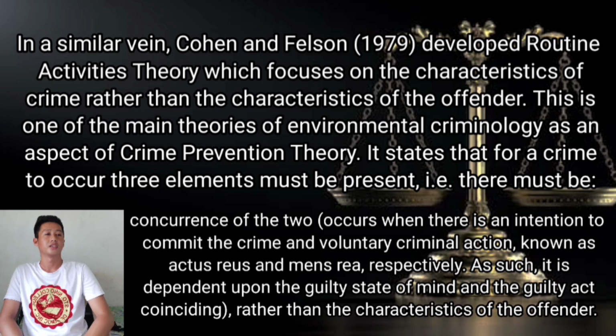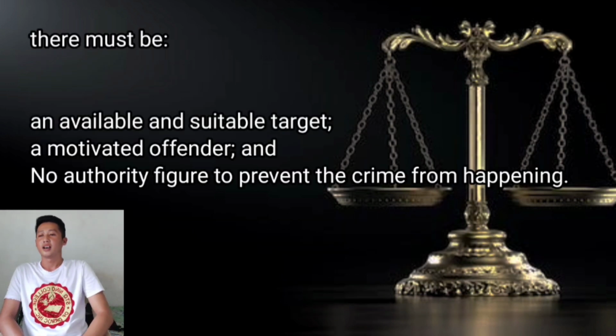Concurrent trends of the two occur when there is an intention to commit the crime and a voluntary criminal action, known as mens rea and actus reus, respectively. As such, it is dependent upon the state of mind in the guilty act rather than the characteristics of the offender. There must be an available suitable target, a motivated offender, and no authority figure to prevent the crime from happening.